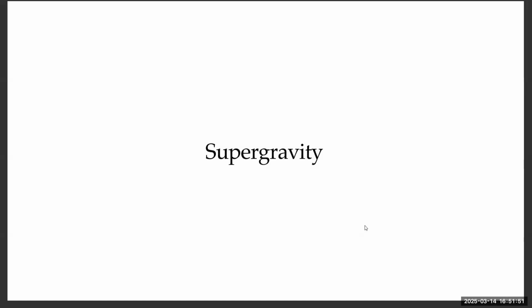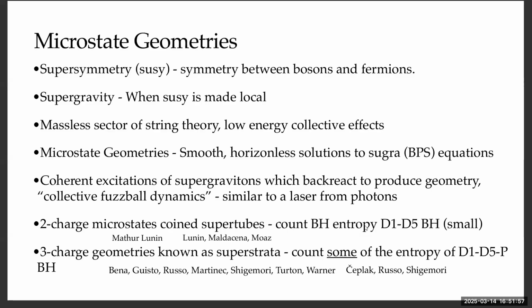So let me just briefly say a little bit about supergravity, and then we'll go into how the solutions are made. Supergravity is when you make supersymmetry local, and you can also think of it as the massless sector of string theory, and it should capture low energy collective effects. So microstate geometries are smooth horizonless solutions to supergravity, as maybe we were just discussing.